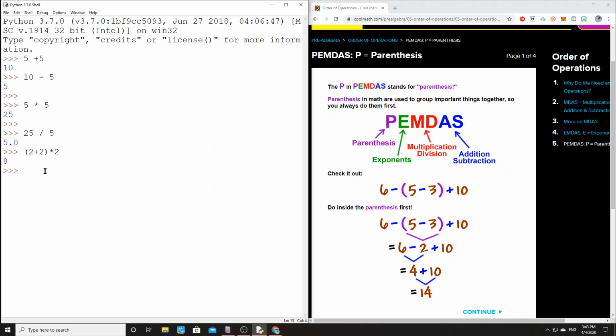So if I was to type that into our Python program, I would expect that to come out with the same answer, so we should get 14. Let's just give it a go and see. So we've got 6 minus 5 minus 3, and then that's plus 10. You can see Python has correctly worked that out as 14. If I was to type in 6 minus 5 minus 3 plus 10 with different grouping, we should get a completely different answer, which we do. So the order in which you place things is quite important in these expressions as well.